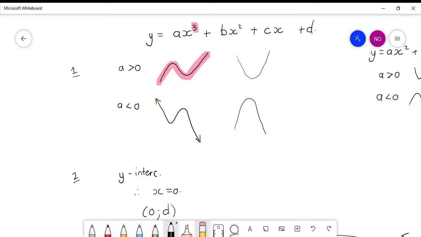Hy het wat ons noem 'n lokale maksimum en 'n lokale minimum. So hierdie sal sy lokale minimum wees, want sien julle hierdie lê nog laer as dit. But the local minimum will be that value and the local maximum will be that value. Okay, maar ons gaan nou eers vandag uitkom by hoe bepaal ons die draaipunte van die grafiek.